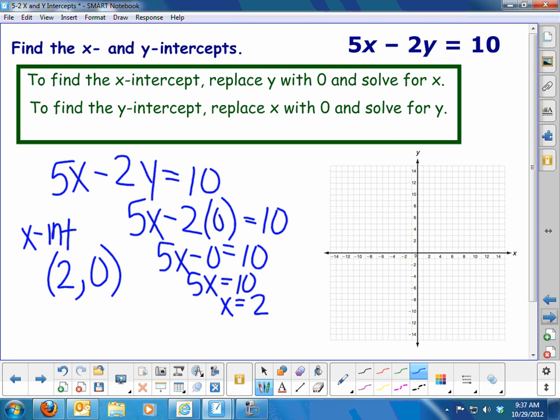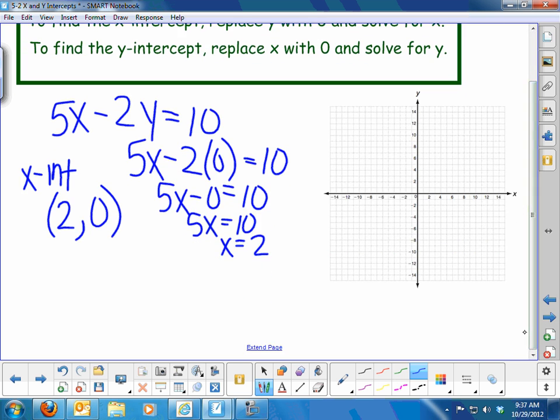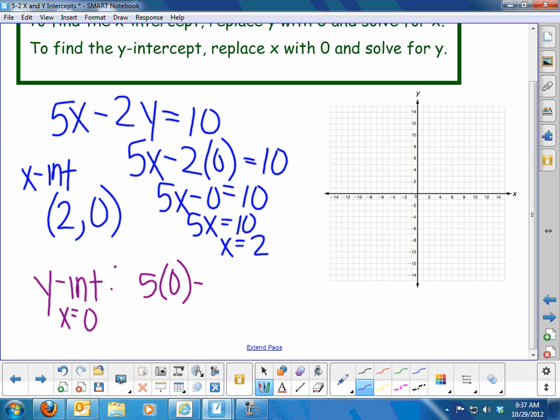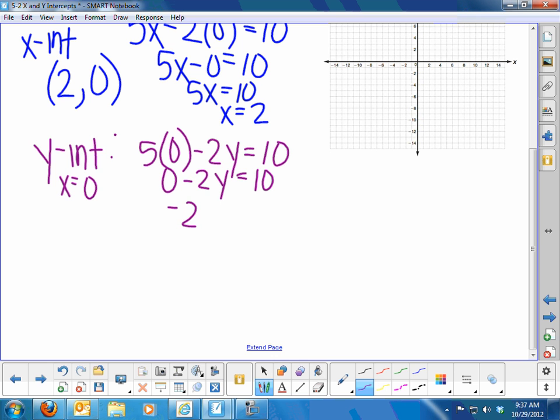So my ordered pair there, my x is 2, my y is 0. Now, when I do the y-intercept, on the y-axis, for a y-intercept, my x is always 0. So I'm going to replace x in my equation with 0, and I'm going to solve this. 5 times 0 is 0, so 0 minus 2y equals 10. Well, I have -2y equals 10, so y equals -5. So when I write that as my ordered pair, my x is 0, my y is negative 5.